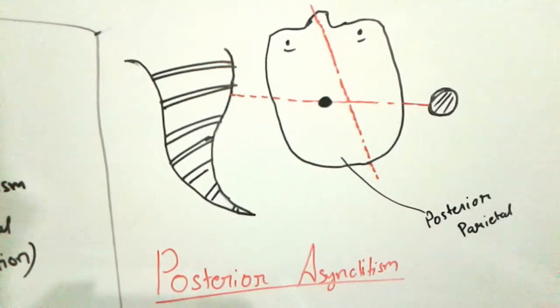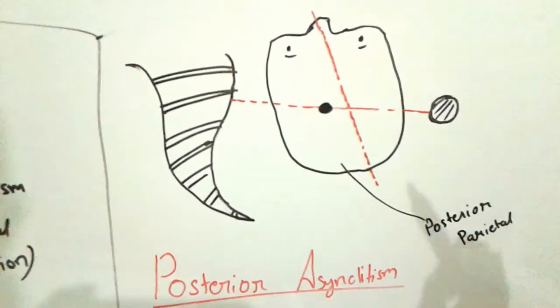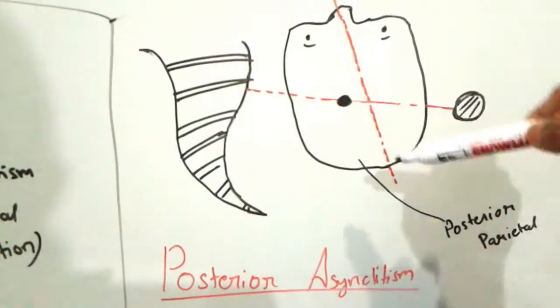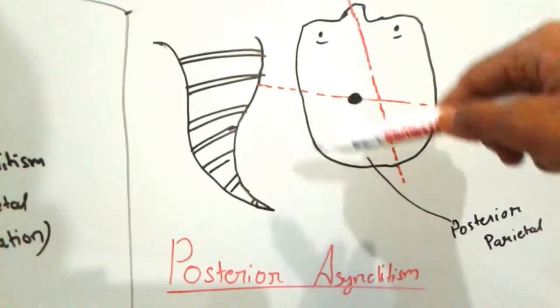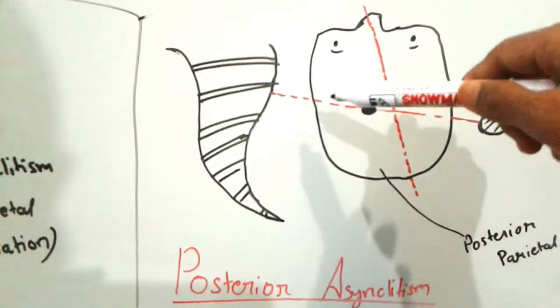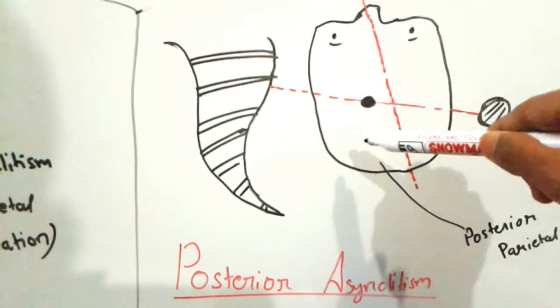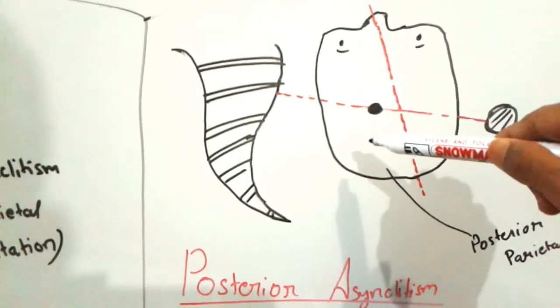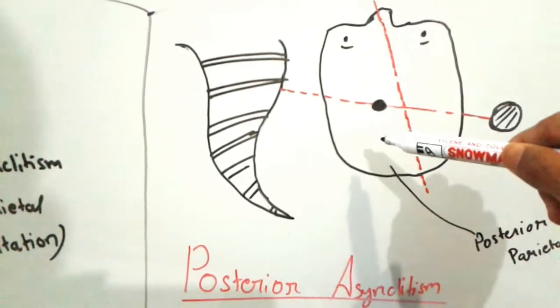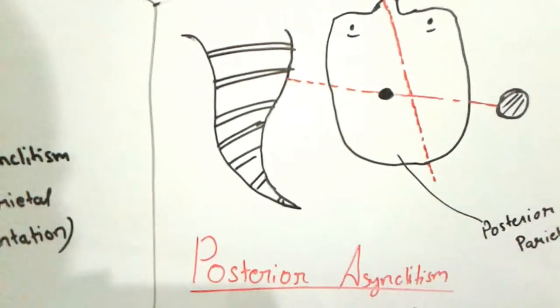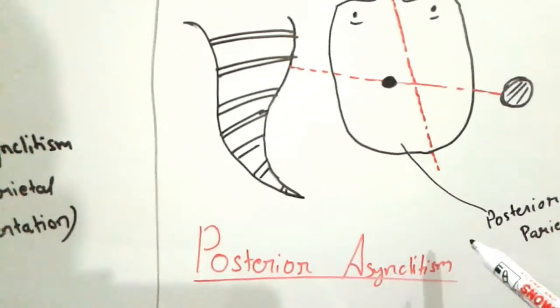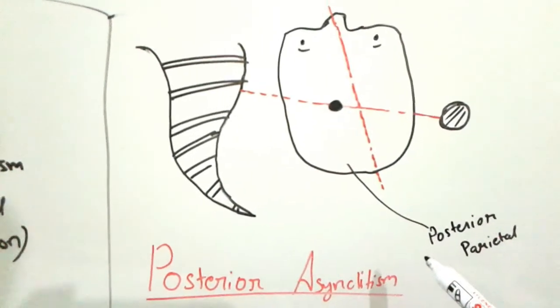Posterior asynclitism: when the sagittal suture lies more anteriorly towards the pubic symphysis, then more of the posterior parietal bone presents itself to the examining finger, or we can say that the posterior parietal presentation is the leading presenting part, and it is known as posterior asynclitism or posterior parietal presentation.